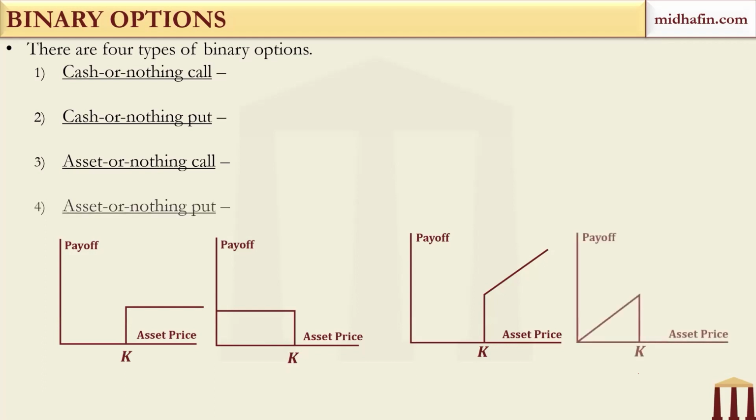Then you have asset or nothing put, where you will receive the asset if and only if the asset price is less than the strike price. You will receive the asset, not cash settlement. Asset settlement happens here.